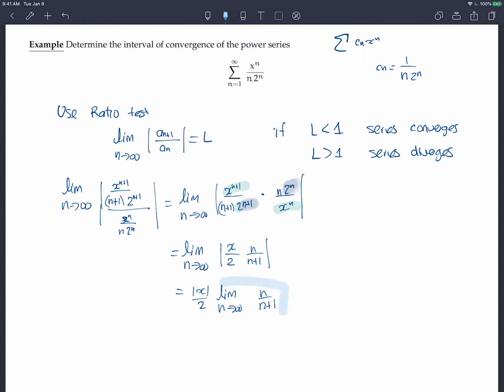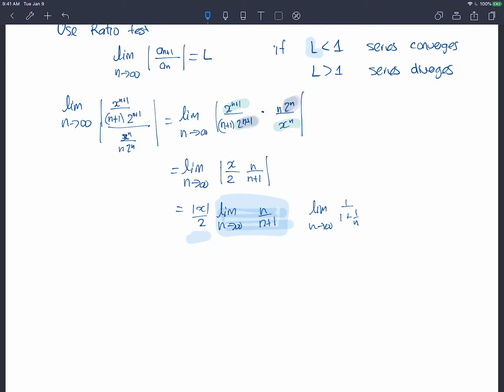This part has a limit of 1 because, if you remember how to do that one, I'm going to write it right here on the side. You can do 1 over 1 plus 1 over n, dividing each term by n, and then the limit is 1. So this means that the limit I'm looking for, my L, is really just x over 2. This is just x over 2. So the series will converge. It will be absolutely convergent, but remember that that implies convergence. The series will converge if the absolute value of x over 2 is less than 1.